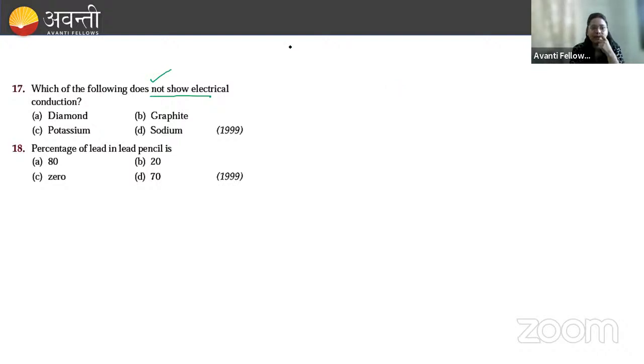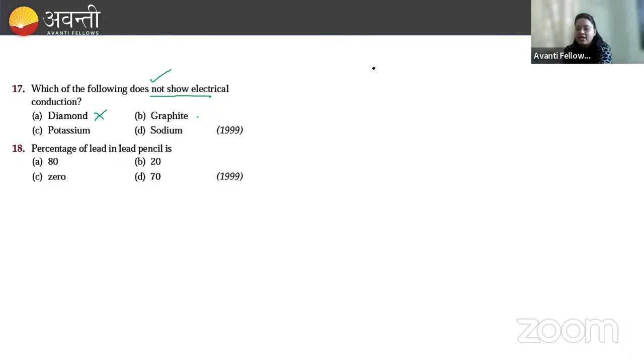Potassium conducts electricity, it is a metal, and a metal will be a good conductor of electricity. Sodium is also a metal, it's also a good conductor of electricity. Graphite is also a good conductor of electricity, but diamond is not showing the electrical conduction. So A will be the answer.